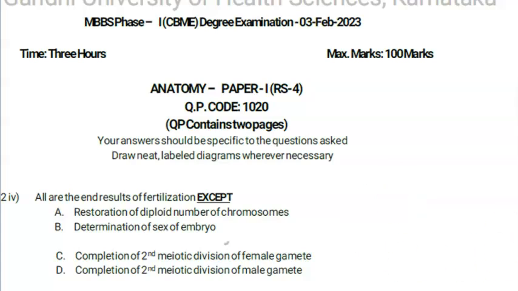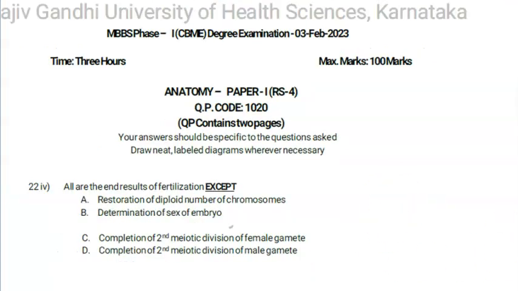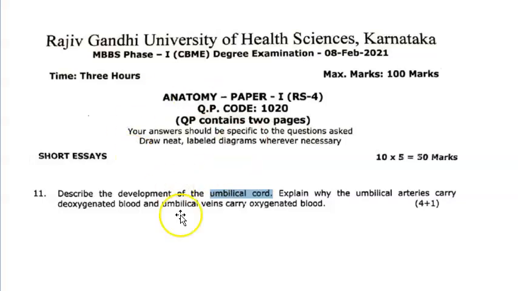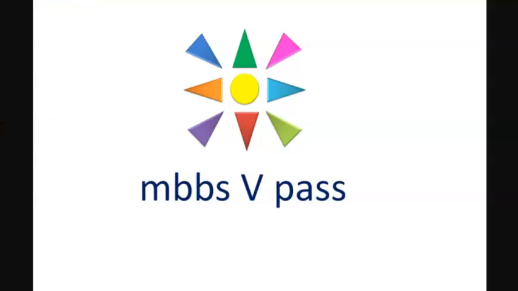You should know them. Now moving on to the previous year questions. Describe the development of umbilical cord. Explain why umbilical arteries carry deoxygenated blood and umbilical veins carry oxygenated blood. Okay. So first of all, the development of umbilical cord. You have to explain. I think this is just a little too complicated. Is it? Let's look at it.